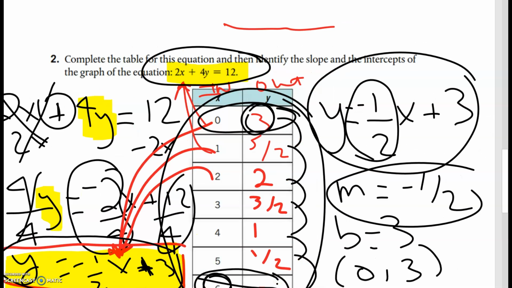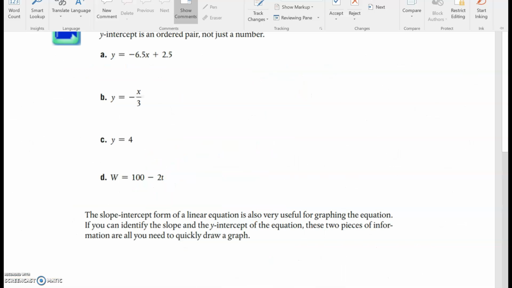Okay. All right. I'm going to pause there. Let's see, where are we going from here? Let's go ahead and go to the next page. Read example 1 and then try number 3 on your own, and that's where we will pick up.